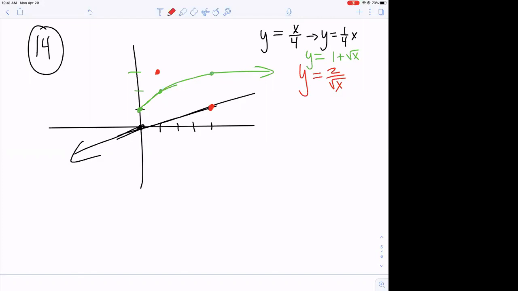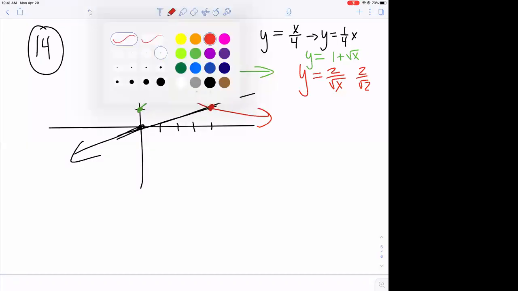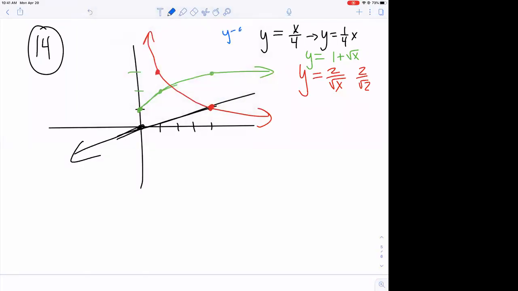But like at 2, who knows? It's like at 2 over root 2. So this thing does something like this. And it did say it's bound by the axis as well, the y-axis. So that's here. So essentially, we are looking for this.